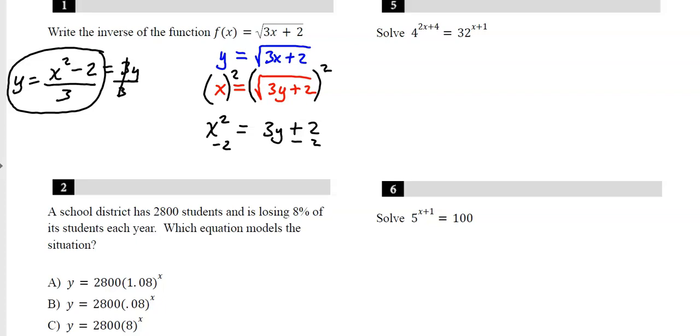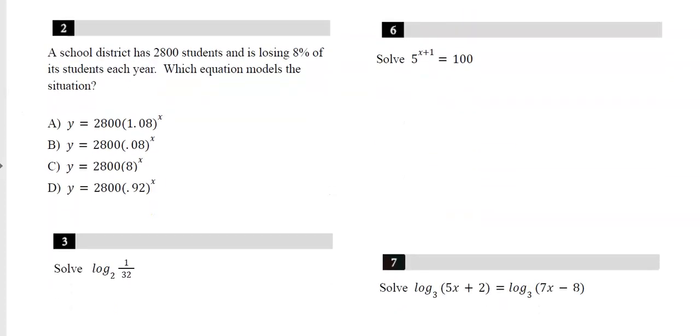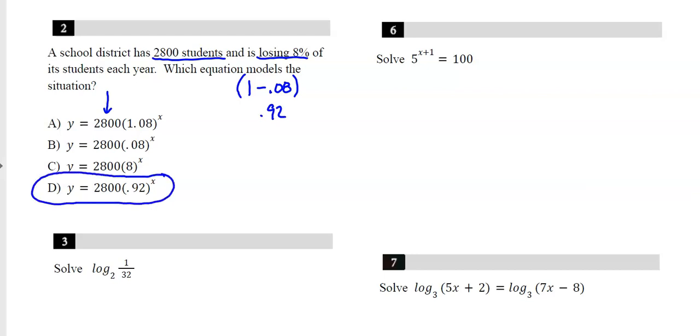All right, number 2, this is just recognizing which equation could be used to solve this problem. A school district has 2,800 students. So notice all of these have 2,800 in the correct position. And you're losing 8%. So when you lose 8%, you're going to do 1 minus 0.08 as your decay factor inside there. So it's actually going to be 0.92, and x is going to be your time. So the correct answer here would be D.